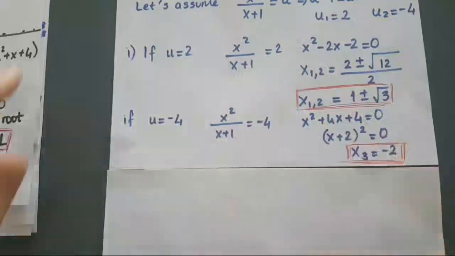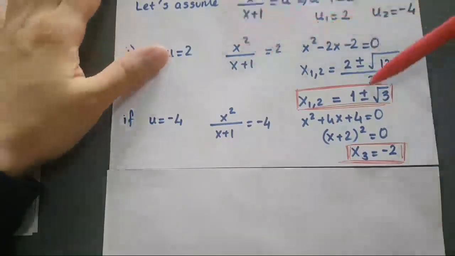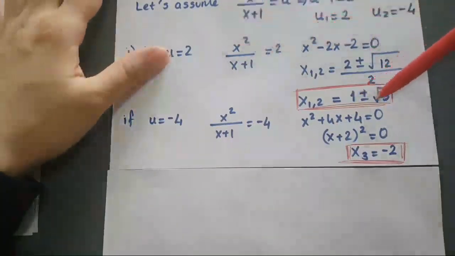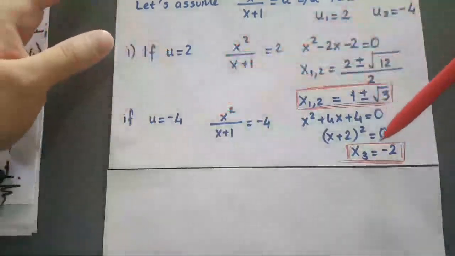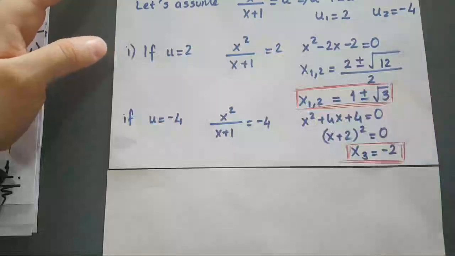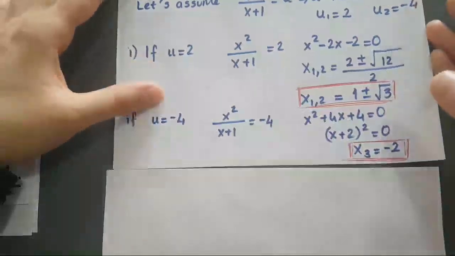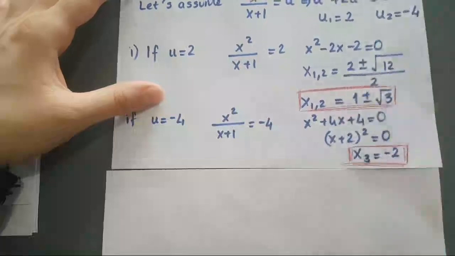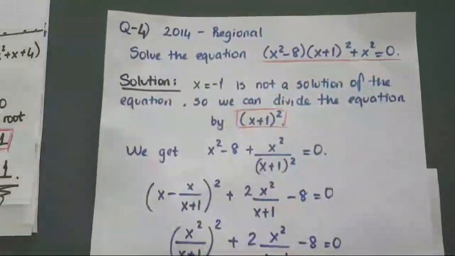So how many solutions do we have for this problem? From the first case, if u is 2, we have two solutions: 1 plus or minus root 3. And if u is equal to minus 4, we have only one solution, which is minus 2. So in the solution set, we have 3 roots. Any question? Any question? I will show the solution from the beginning.